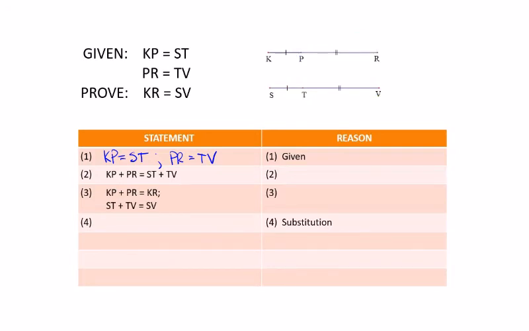Okay. Statement 2, KP plus PR equals ST plus TV. Okay, so in other words, we're starting with this equation here, KP equals ST, and we're adding equal values on both sides, right? We're adding PR and TV to each side, which are equal values. So if we add the same value to both sides, but still hold the equality, that's the addition property of equality, right?